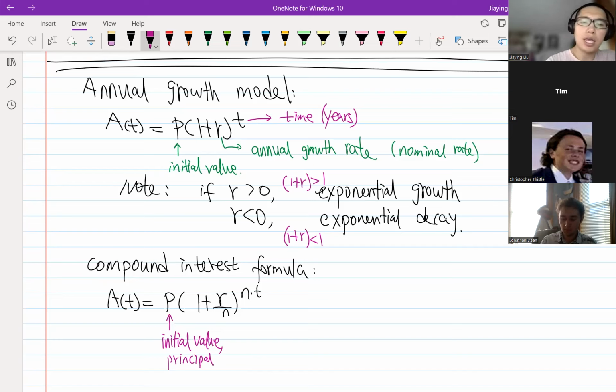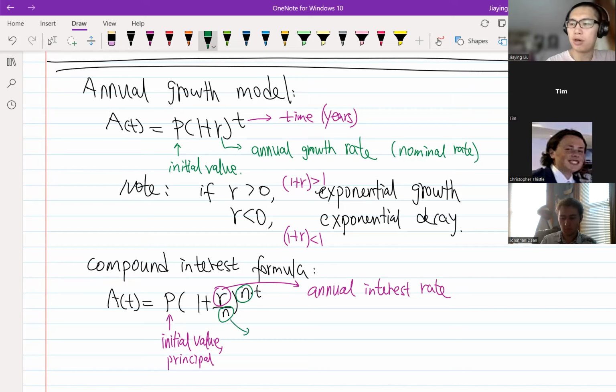Right? And n, so r is still the annual interest rate. But there's two new additions, which is the n in the denominator and this n. So n here is just the number of compounding periods. So how many times is the interest being calculated or compounded during a year?